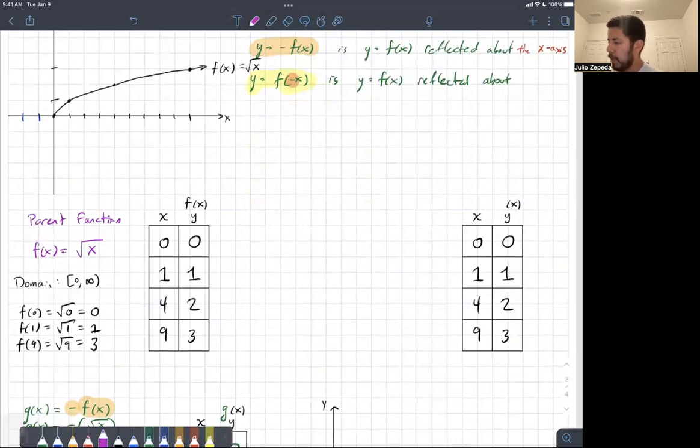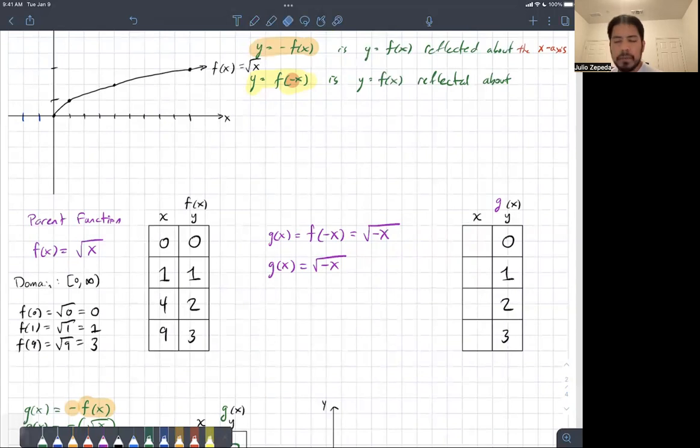Okay, so let's go ahead and define a new function. How should we define it? How about, let's call it g of x. G of x is equal to f of negative x. And remember, f of x was the square root of x. F of negative x then is the square root of the opposite of x. So g of x is equal to the square root of the opposite of x. And we think that this is going to have an effect on the x values. Let's try to get the same y values out of this function.